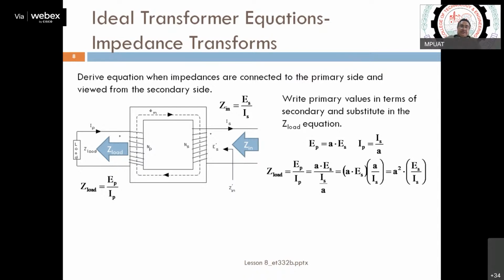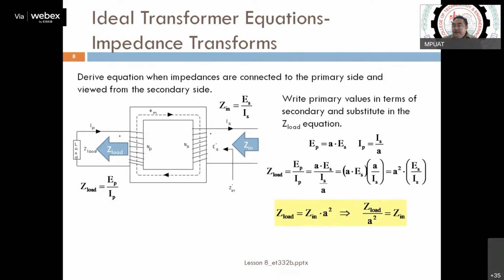Now there is another question: deriving the equation when impedances are connected to the primary side and viewed from the secondary side. Previously we have viewed from the primary side. Now we want to view it from the secondary side. In this case, Z input will be nothing but ES over IS, and your Z load will be EP upon IP. So when you substitute the same thing here, what will Z load be as viewed from the secondary side?